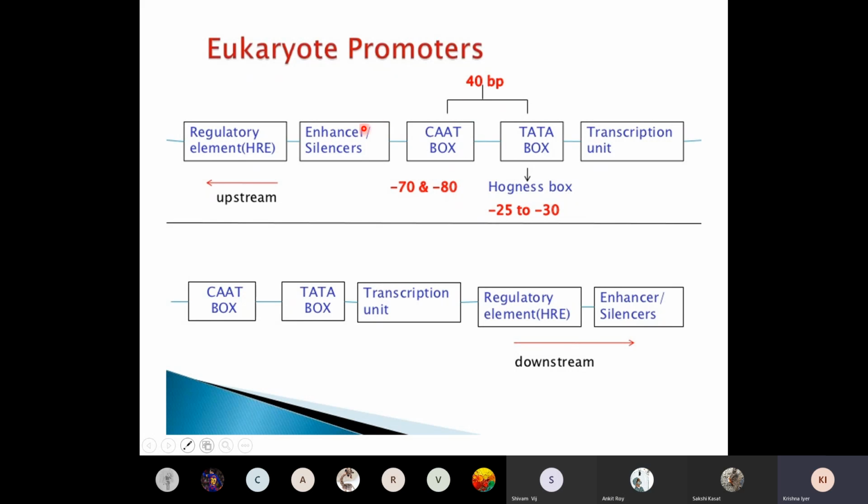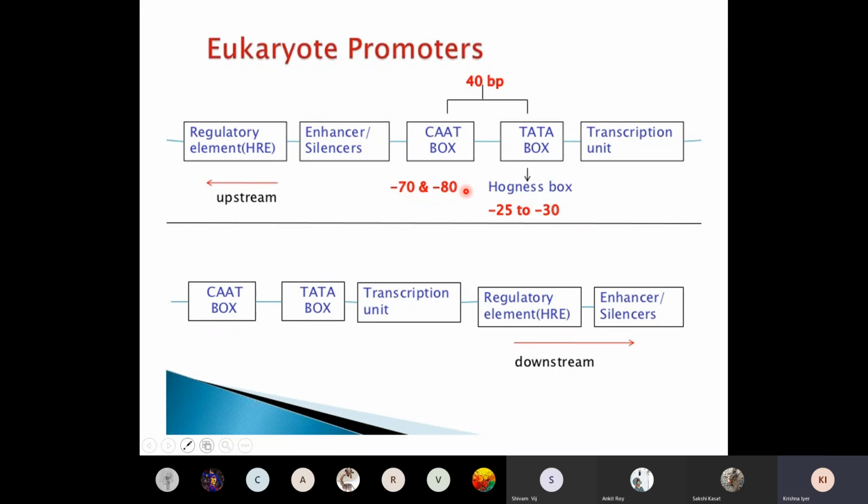So here in eukaryotes, there are two sequences which are important for transcription. One is very similar to the Tata box, which is called the Hogness box, located at -20 to -30. And the other, which is equivalent to the TTGACA region, is here called the CAT box, or CAAT box, and that is located about -70 to -80.